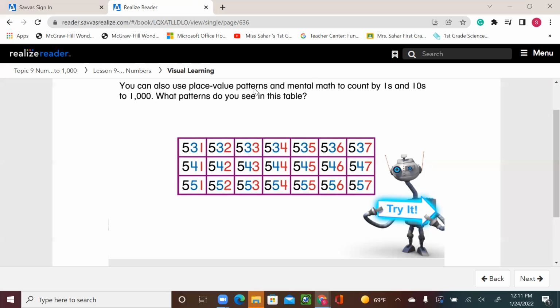So you can also use place value patterns and mental math to count by ones and tens to 1,000. What pattern do you see in this table? So now look at this table. We have 3-digit numbers. So I know that I have 531, 532, 533, 534, 535, 536, 537. As you see, moving one box to the right, my ones still go up one number. My tens remain the same, my hundreds the same.